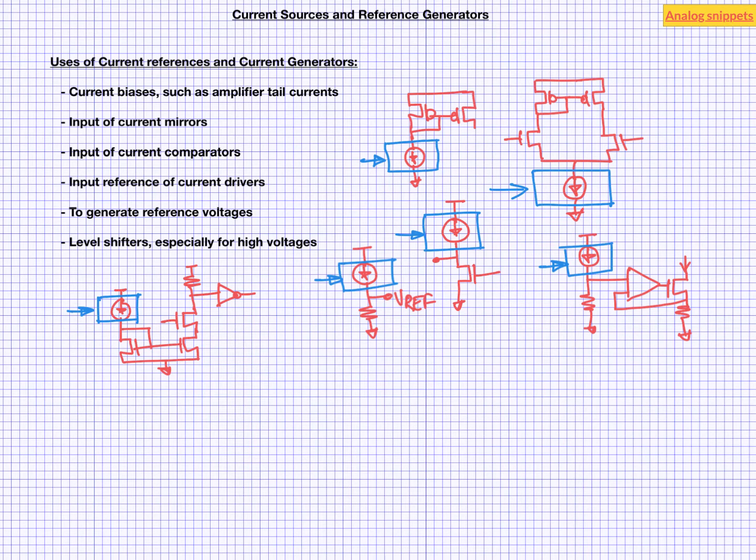Notice that the requirements of all these different current sources are not the same. In some applications, such as the tail current of amplifiers or in the level shifter, you can tolerate particularly high variations in the current. But in some other applications, such as reference generators and current drivers, you want as accurate a current as possible. So let's now come back to our original question.